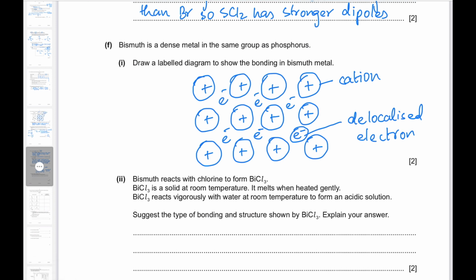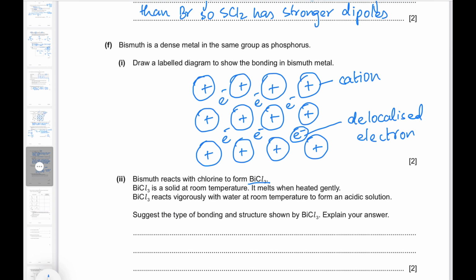Part 2, bismuth reacts with chlorine to form this compound, which is a solid at room temperature and melts when heated gently. It reacts vigorously with water at room temperature to form an acidic solution. State the type of bonding and structure shown by bismuth chloride. Explain your answer.